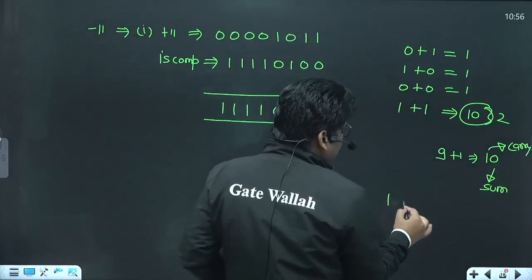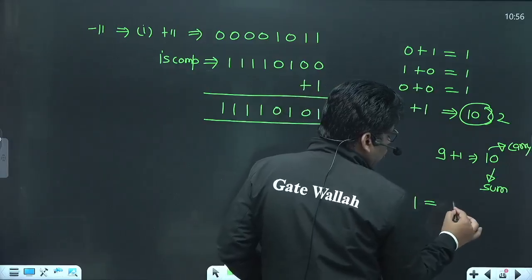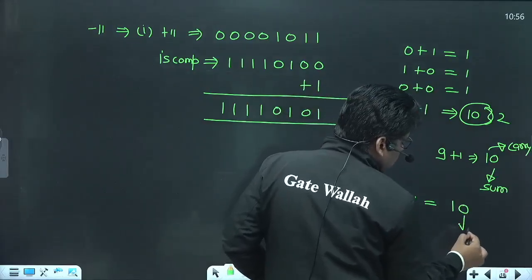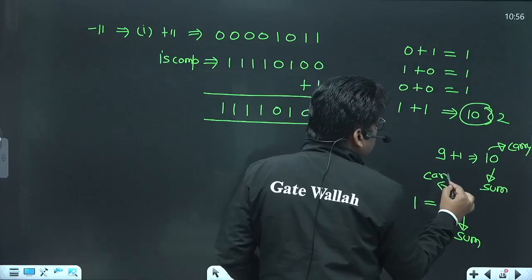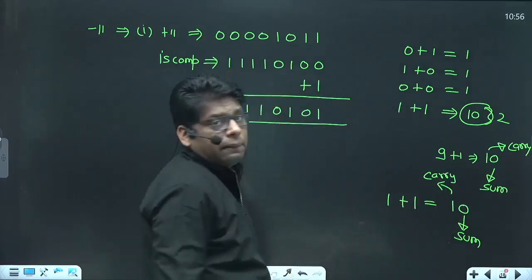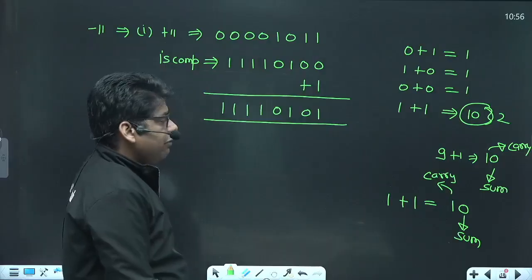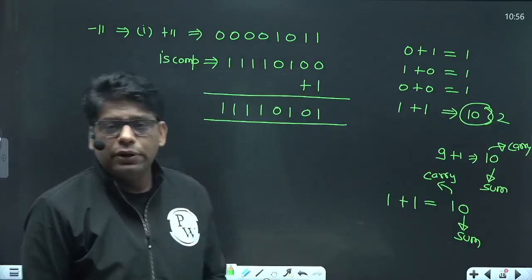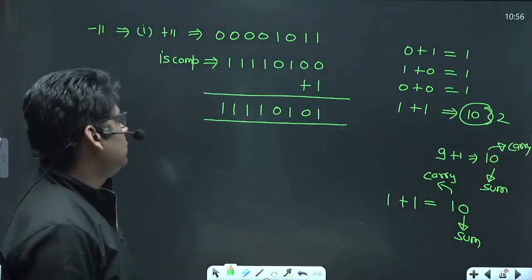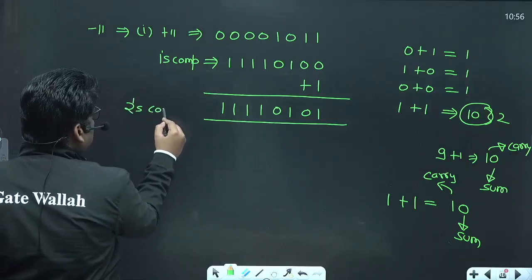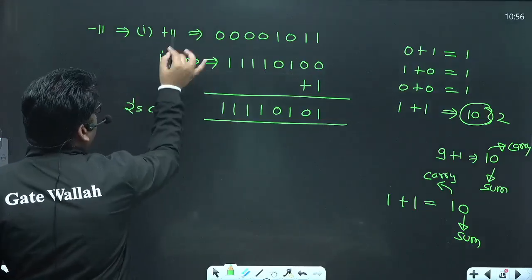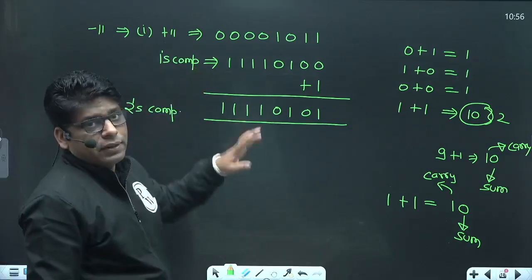Same concept in binary. 1 plus 1 is 2, so 1, 0. So 0 is the sum and 1 is the carry, although we don't need it over here. Done to everyone? Sir, this is twos complement. This is twos complement of this number.